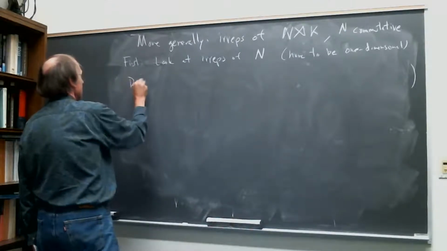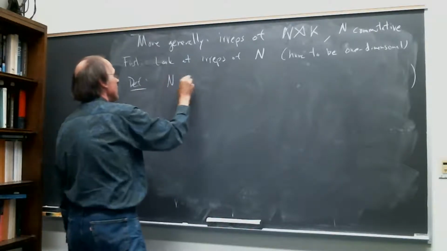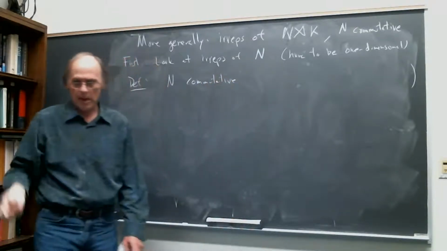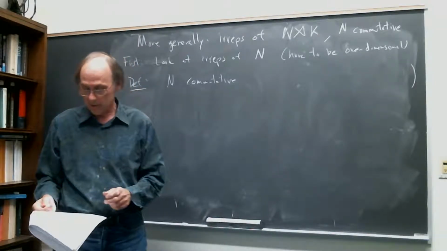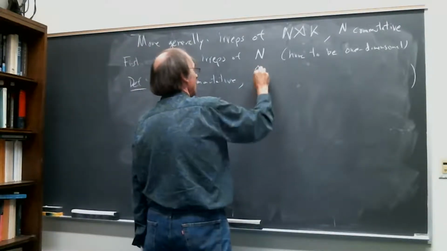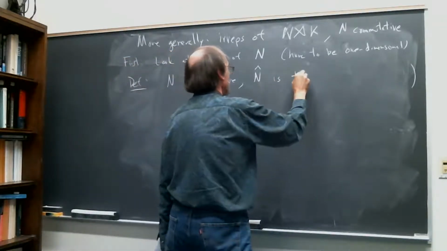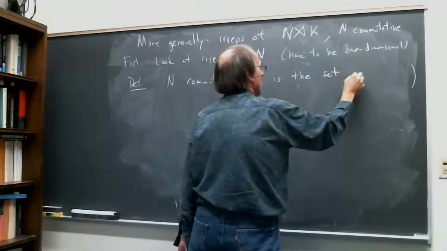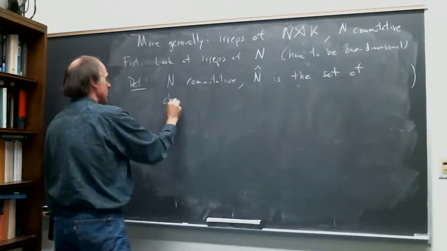Okay, but let's make a definition. And so for N commutative, this doesn't really matter whether it's a Lie group or a finite group or an infinite discrete group, anything as long as it's commutative. Then if you put a hat, this is the set of, and so to give it a name, it's called the characters of N.